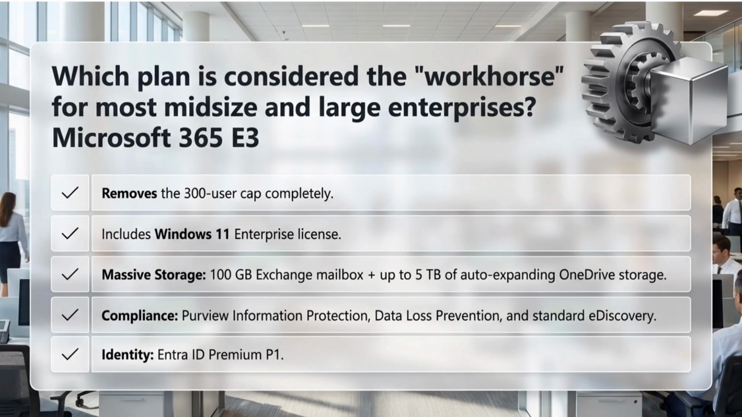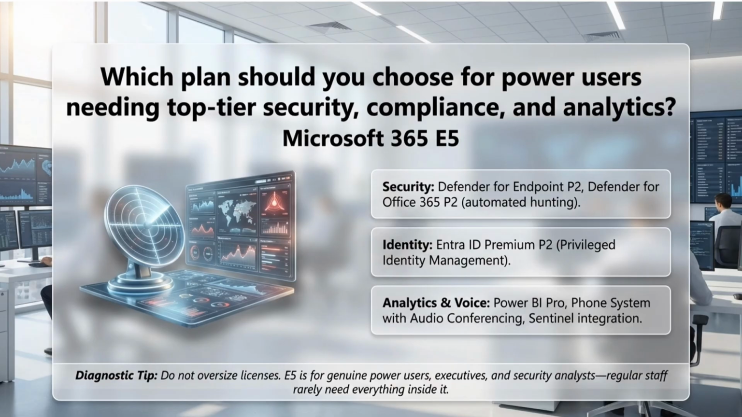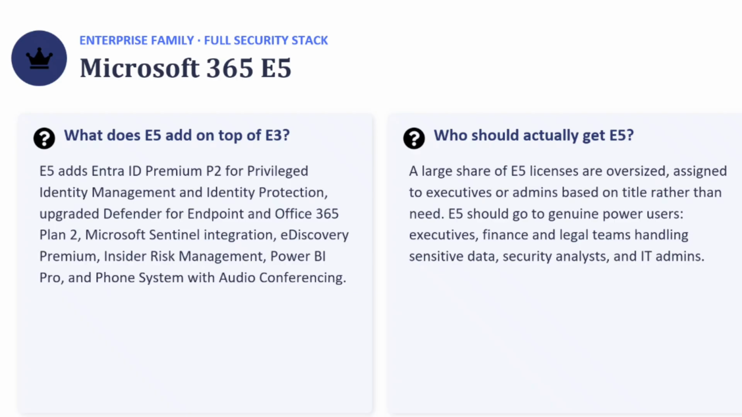Now let's talk about Microsoft 365 E5. E5 is the most complete and most expensive plan in the standard enterprise lineup. Think of it as E3 plus a full advanced security and analytics stack. On the security side, E5 adds Entra ID Premium P2, which unlocks Privileged Identity Management and Identity Protection.